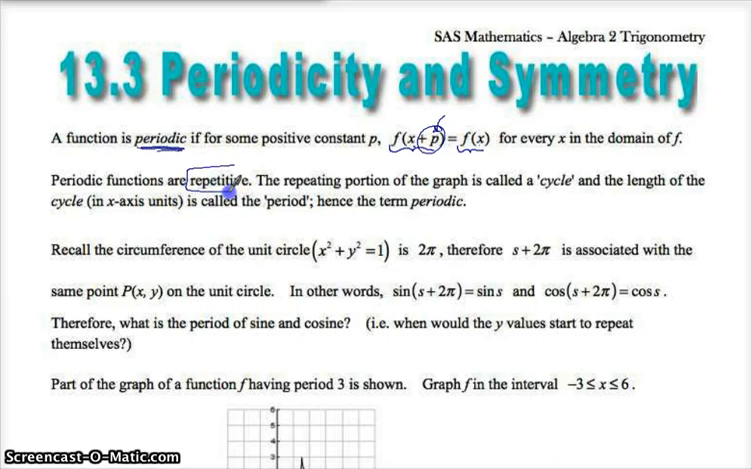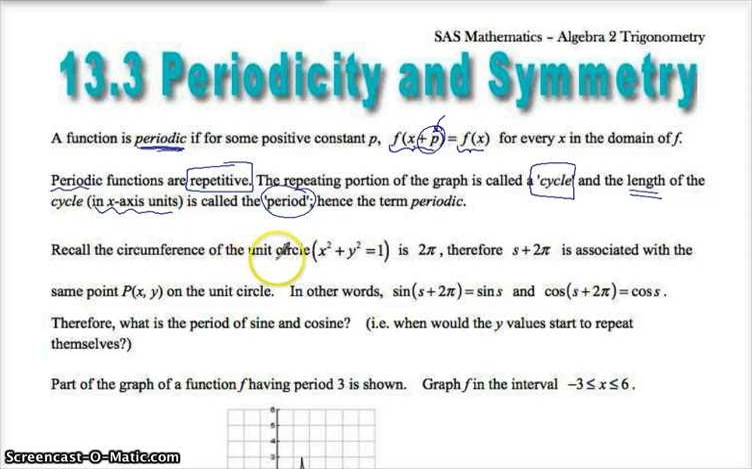Periodic functions are repetitive, obviously, with the word periodic. It happens over and over after a certain period. The repeating portion of the graph is called a cycle. Once you see the graph repeat itself, that's one cycle. Then you look at the length of that cycle, and that is called the period of the cycle. We'll see when it starts to repeat itself, that's one cycle, and then we'll see how long that cycle is, in terms of the horizontal axis or the x-axis, and that is called the period.